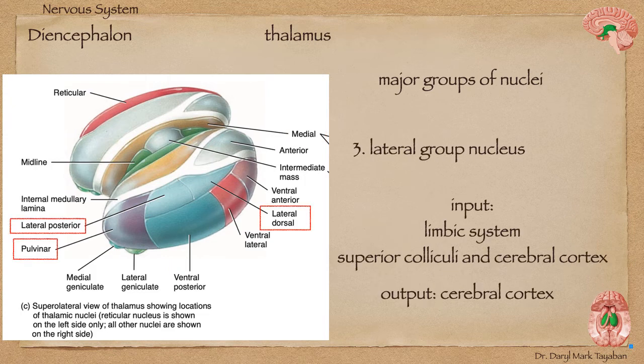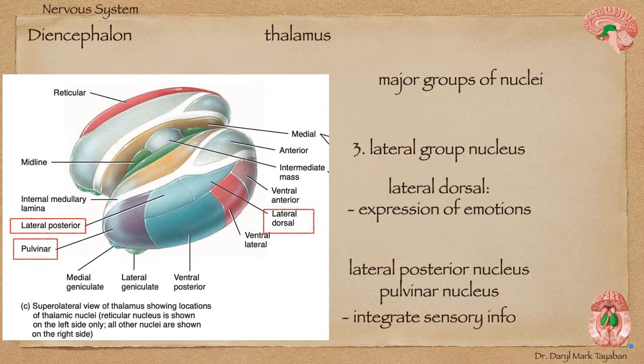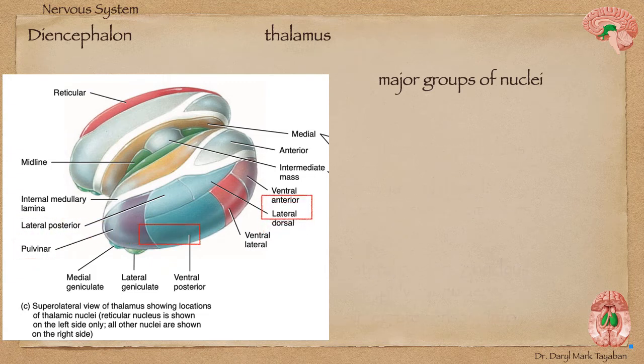You'll know that more. So the next one, number three, the nuclei in the lateral group. Actually, there are, I think, three. They receive input from the limbic system, superior colliculi, and cerebral cortex, and send output to the cerebral cortex. The lateral dorsal nucleus functions in the expression of emotions. Then the lateral posterior nucleus and the pulvinar nucleus help in the integration of sensory information.